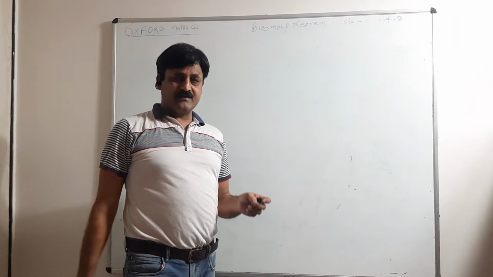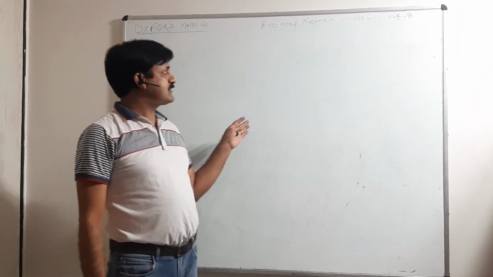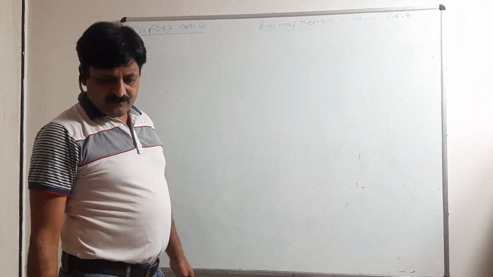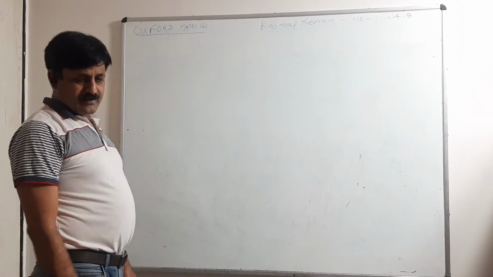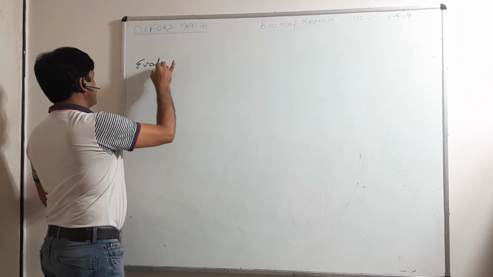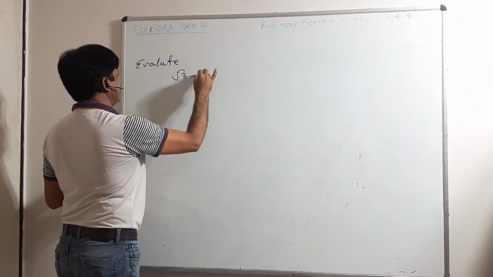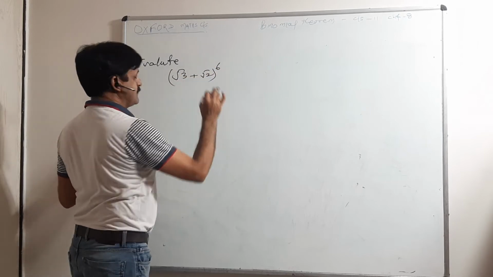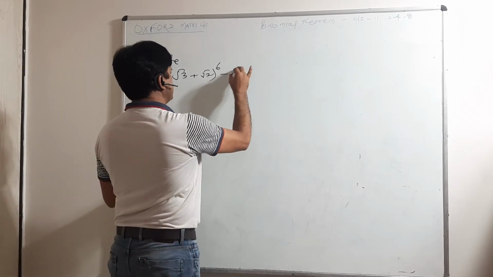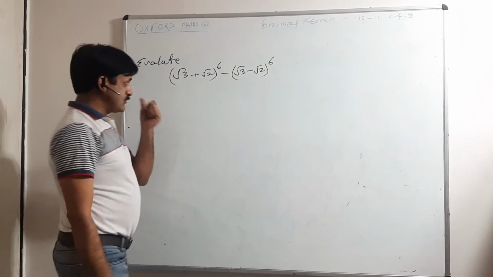Okay. Now the miscellaneous exercise. One or two more questions we can solve here by the binomial theorem. Miscellaneous exercise, page number 175. Evaluate root 3 plus root 2 whole power 6 minus root 3 minus root 2 whole power 6 by use of the binomial theorem.